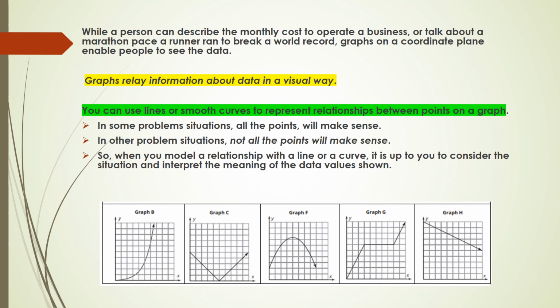So you could read about it, such as if a person's operating a business, they can read about or talk about a pace of runners running to break a world record, or you can just simply look at the picture. And a picture, as I said, is worth 1,000 words at times. So graphs do relay the information in a very visual way. However, you need to be very careful because not all points on a graph will make sense. However, on some graphs, all the points do make sense. So you have to just look at the graph in the situation and think to yourself, do these points make sense?